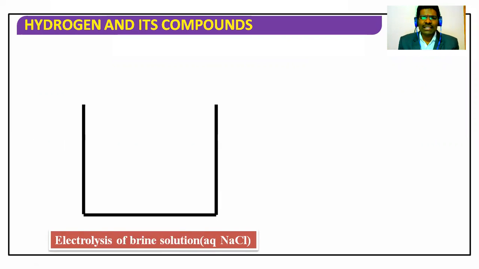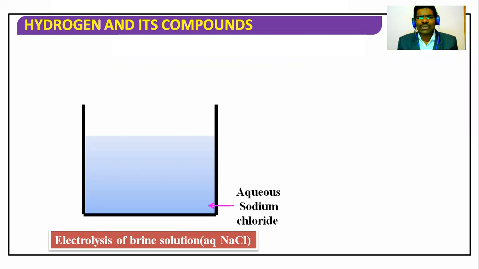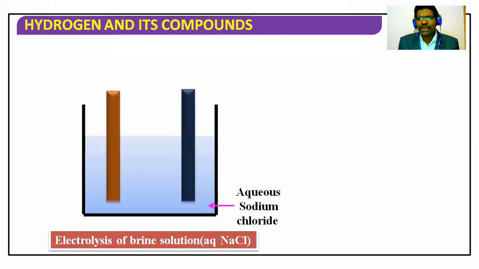See dear students, in this we take an electrolytic cell which contains brine solution. Brine means aqueous sodium chloride solution. Two electrodes are dipped in this electrolytic cell. One acts as a cathode, one acts as an anode.